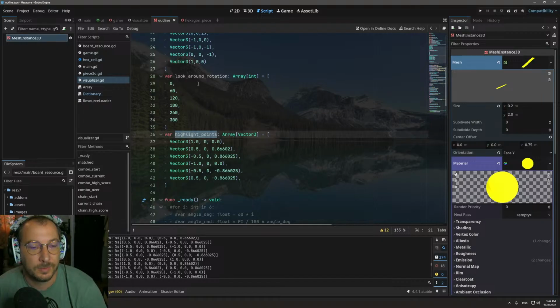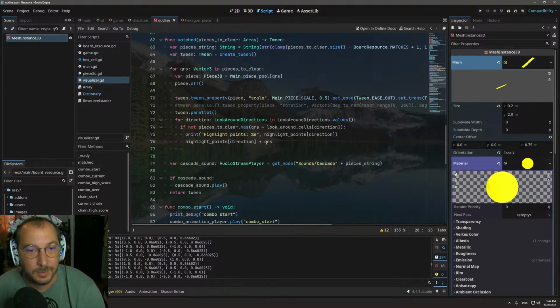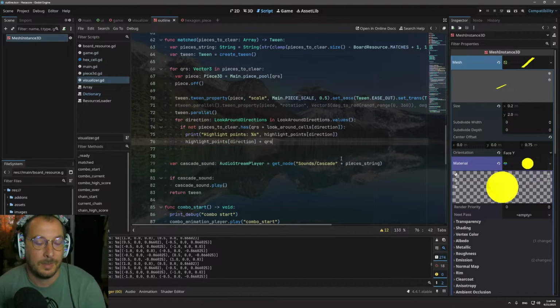Highlight points. Look around rotation. So then we say, this is the position of the mesh. And then the rotation.